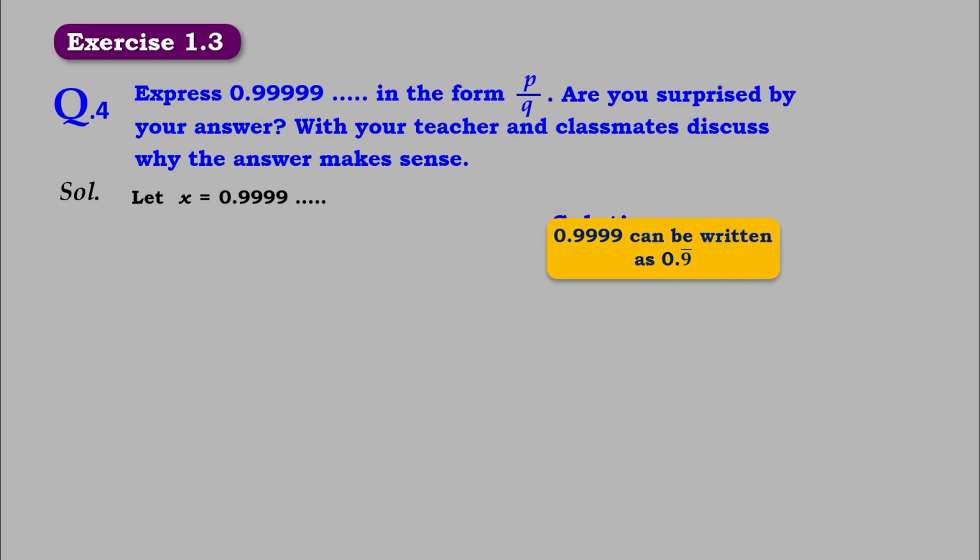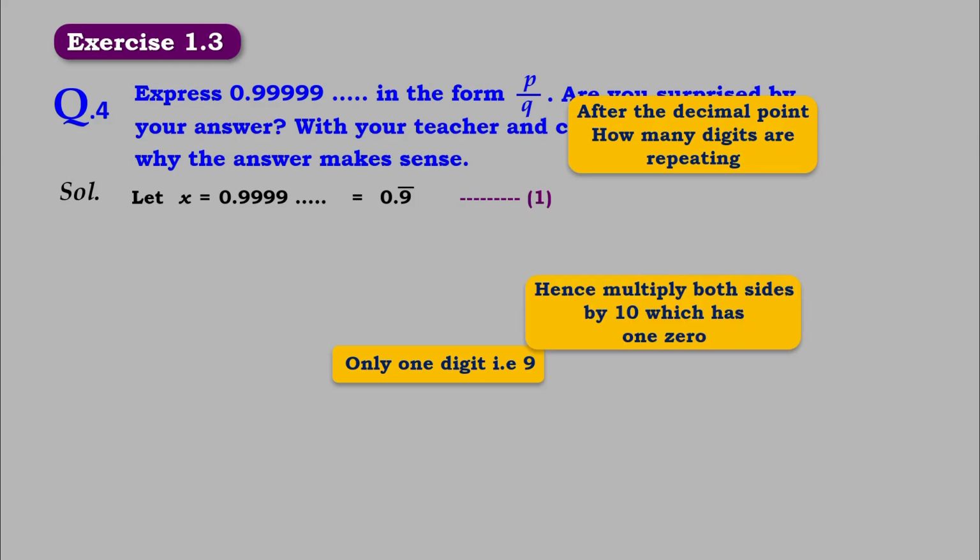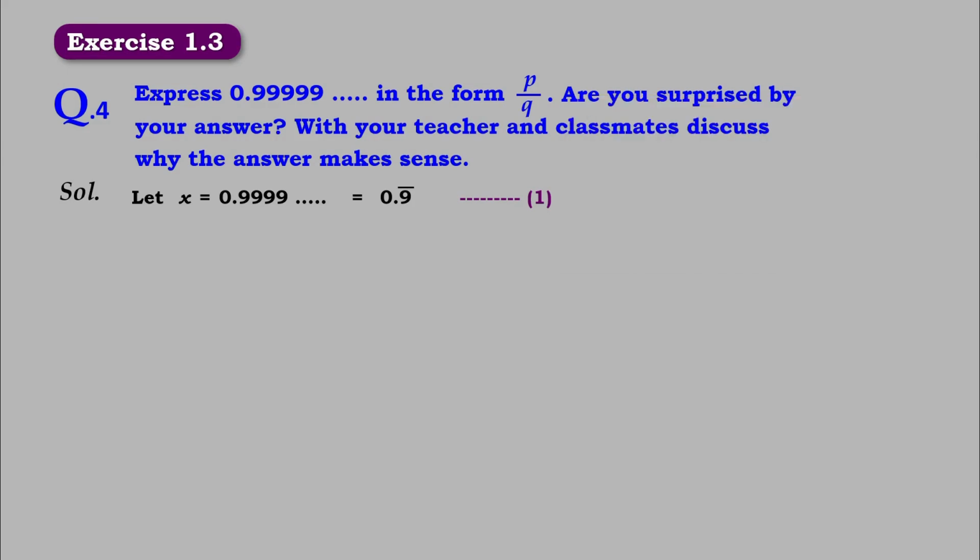So let x equal to 0.999, which can also be written as 0.9 bar. So this is equation number 1. Now after the decimal point, how many digits are repeating? Only one digit, that is 9. Hence we need to multiply both sides by 10, which has 1 zero. So multiplying both sides by 10, we will get 10x equal to 9.999 dot dot dot. Let us give this as equation number 2.